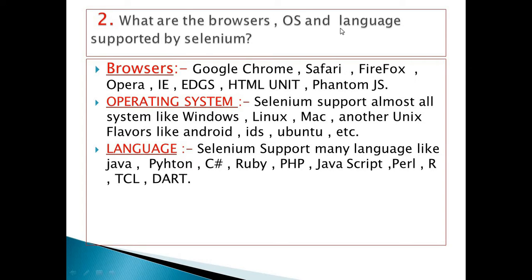What are the browsers, OS and languages supported by Selenium? Browsers: Google Chrome, it supports all the versions of Google Chrome, Safari, all the versions of Safari, and all the versions of Firefox, Opera, Internet Explorer, Edge, HtmlUnit, and PhantomJS. Operating system: Selenium supports almost all systems like Windows, Linux, Mac, and other Unix flavors like Android, iOS, Ubuntu, etc. It supports all the versions of Windows, Linux, Mac, Unix, and Android.